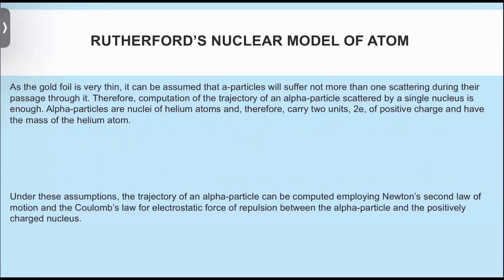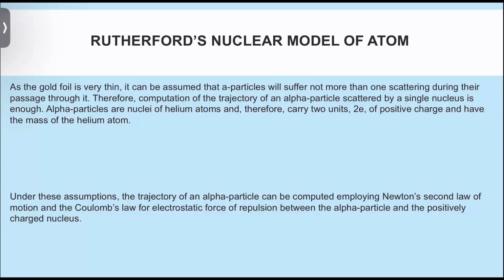We can also understand this. We already said that since the thin gold foil is very thin, the alpha particles are not going to suffer continuous or multiple scattering during their passage. Some of them will get scattered, obviously, but most of them will just pass through. So it is possible to understand the trajectory of such alpha particles which are scattered by a single nucleus. So how do we understand that?